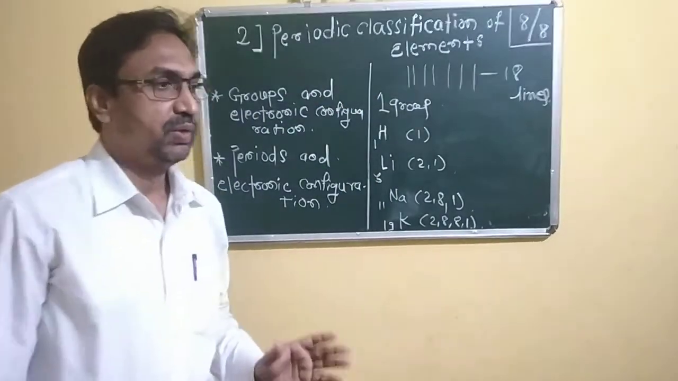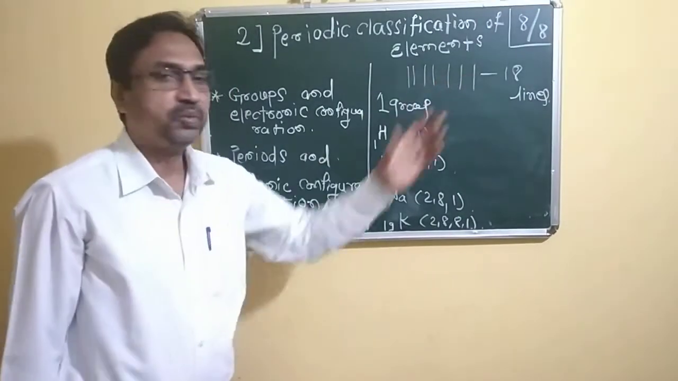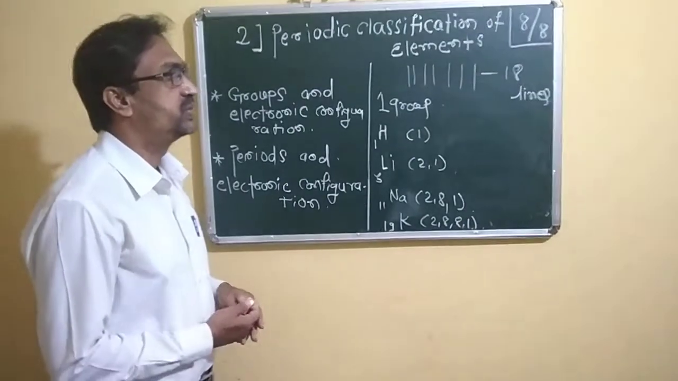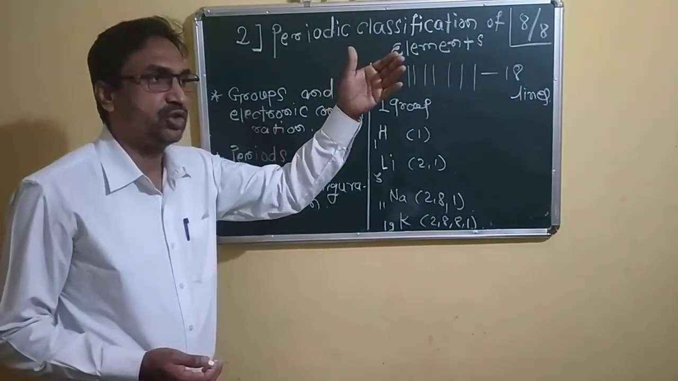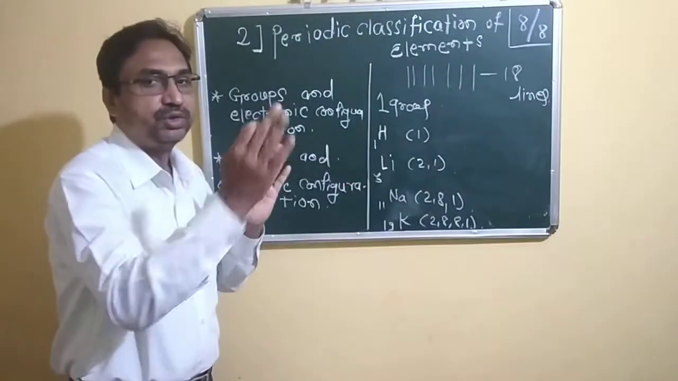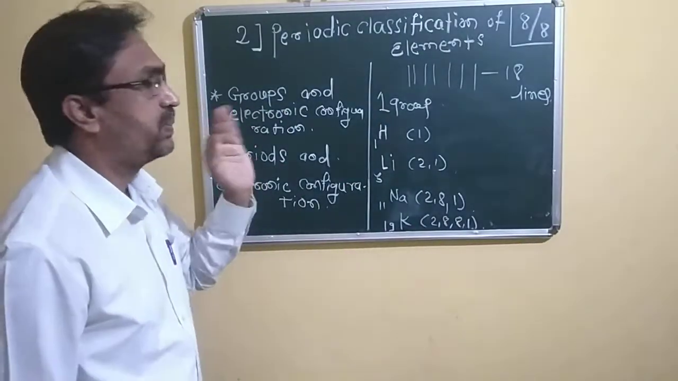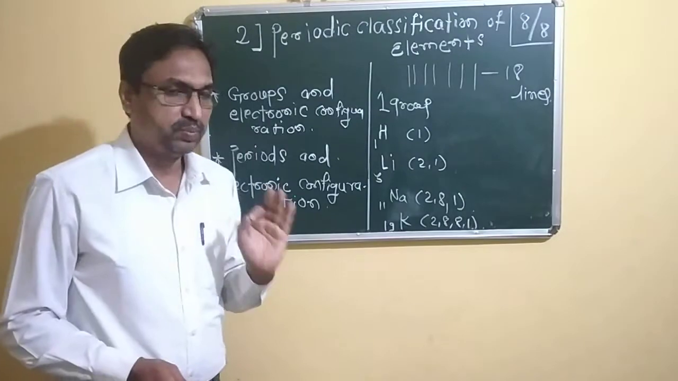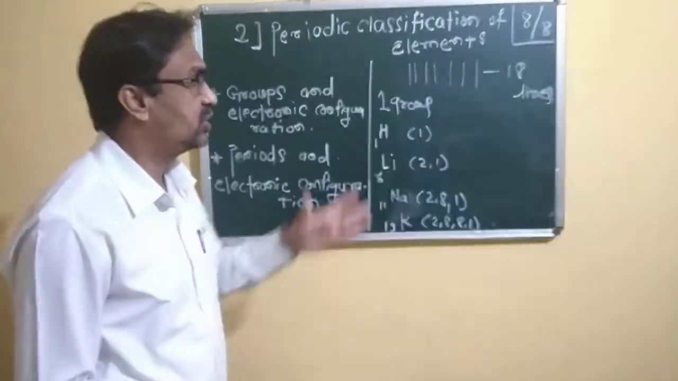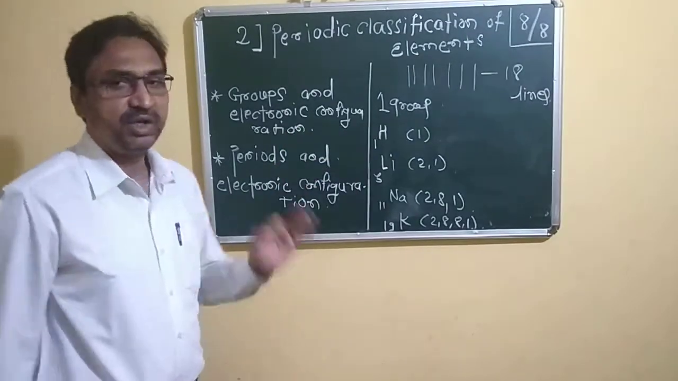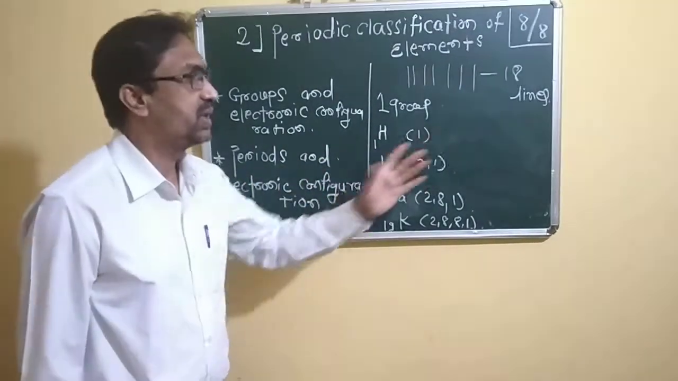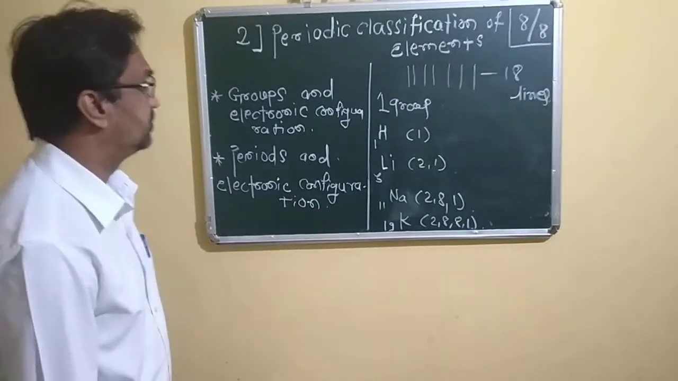There are 18 groups, but we will not discuss all of them and the electronic configuration of all elements in every group. We are taking specific groups. First group, second group. The first group is alkali metals, the second is alkaline earth metals. Then there is the 17th group, that is halogens. In this way we will take these as examples.